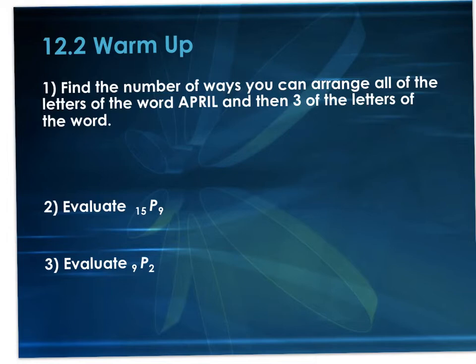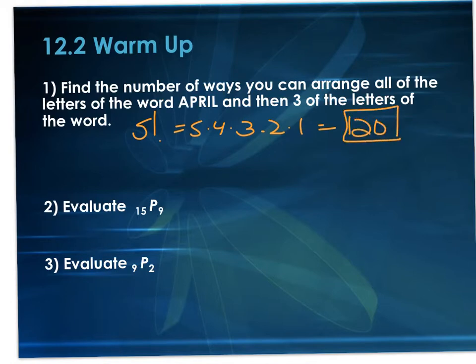How many letters are in the word April? 5. So the way we would find that is 5 factorial, which is 5 times 4 times 3 times 2 times 1, right? Which is 20 times 6, or 120. That's the first part. The exclamation mark.